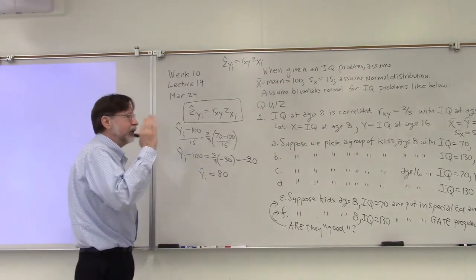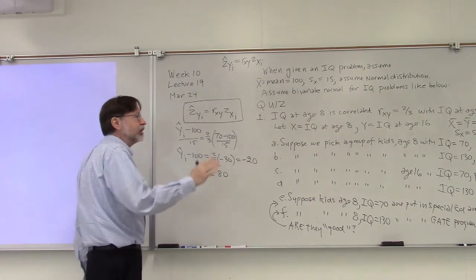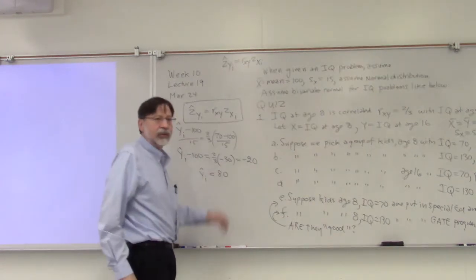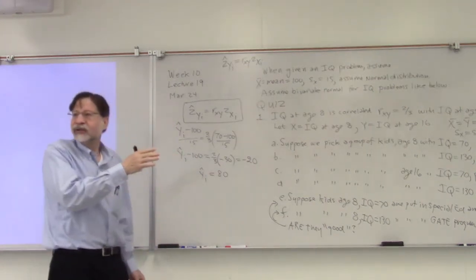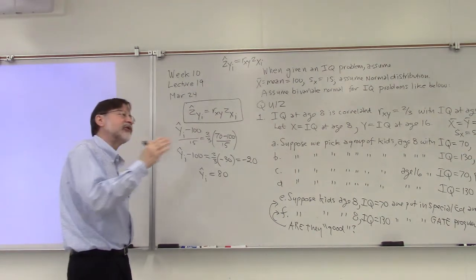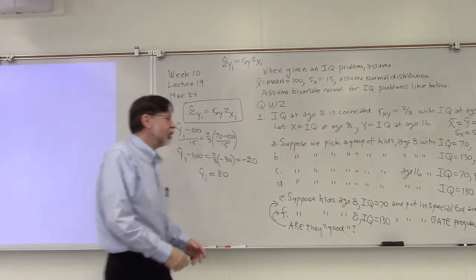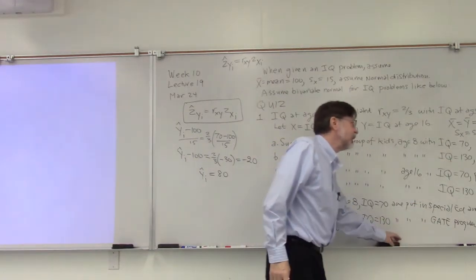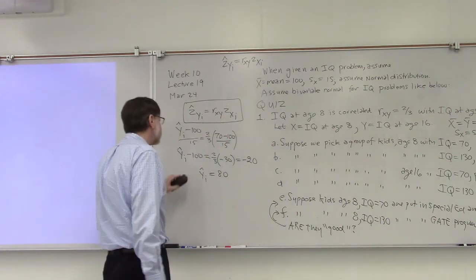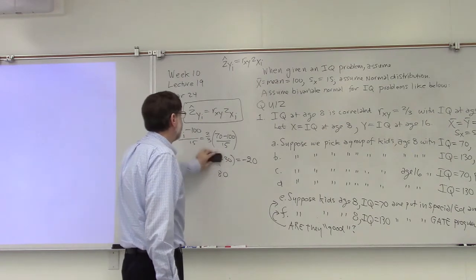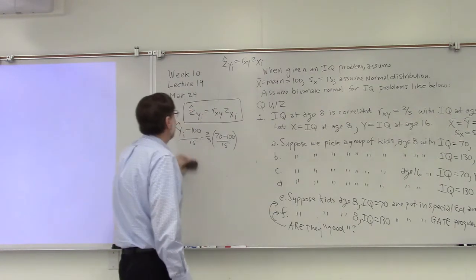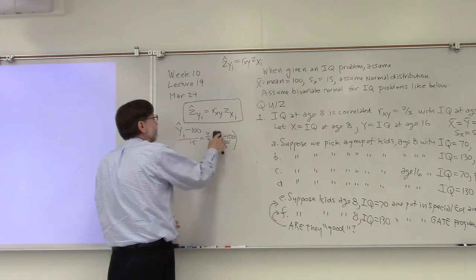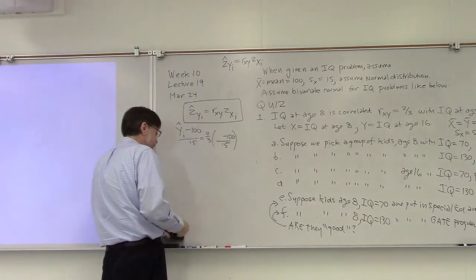You always expect regression from what you know to what you don't know. We know they were 70, but we don't know what they're going to be at 16. So you regress to the mean. Now how about if they were 130? What do you expect is going to happen when we predict to 16? Well, it's going to be set up in the same way. We still have the same equation, but instead of 70 here, the only difference is we'd have 130.